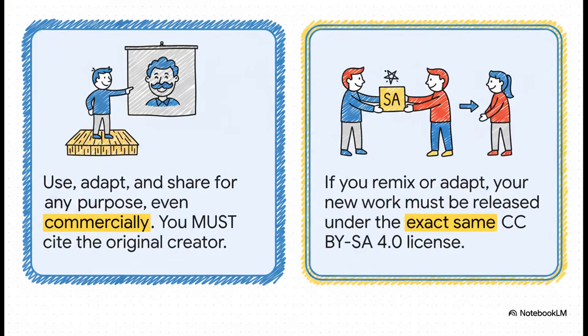Okay, so first up is BY. That's for attribution. Think of this as the permission slip. It means you can use the material, you can adapt it, you can even make money from it. But there's one huge rule you have to follow. You must give credit to the original creator and link back to the license. Basically, give them their props. Then you've got SA, which is for share alike. This is kind of like the pay it forward rule. If you remix or change the work in any way, your brand new creation has to be shared under the exact same license. No exceptions.